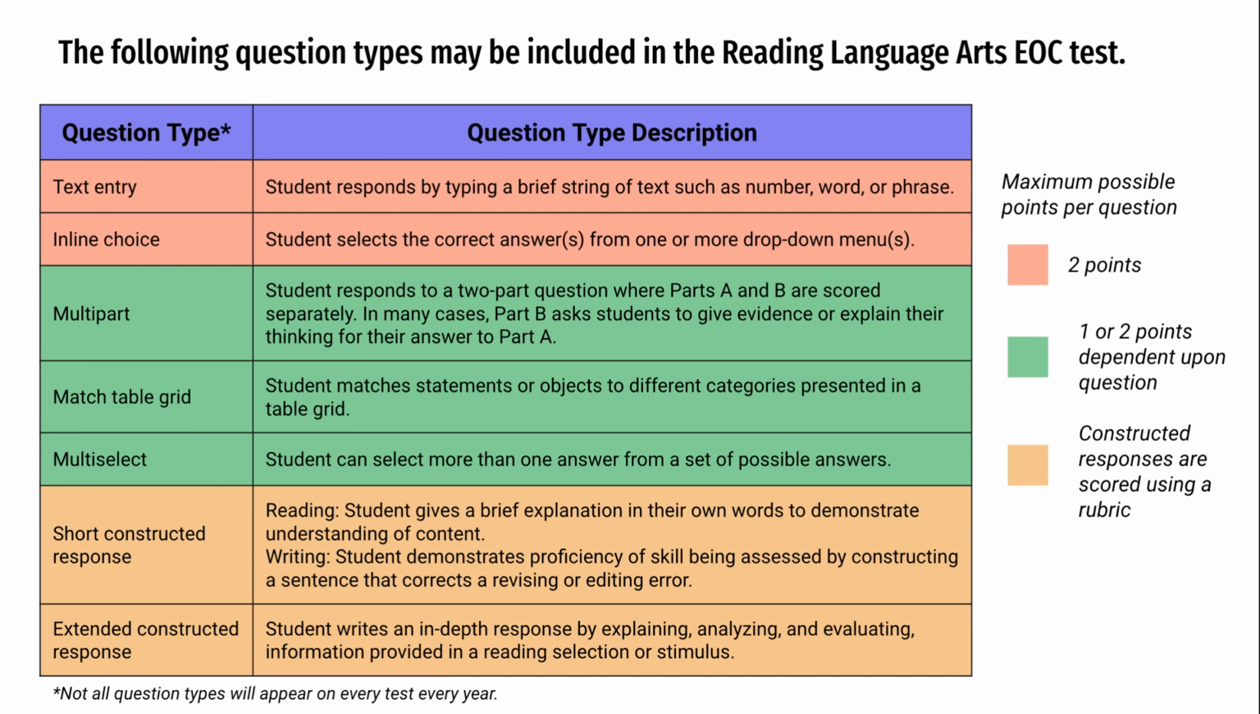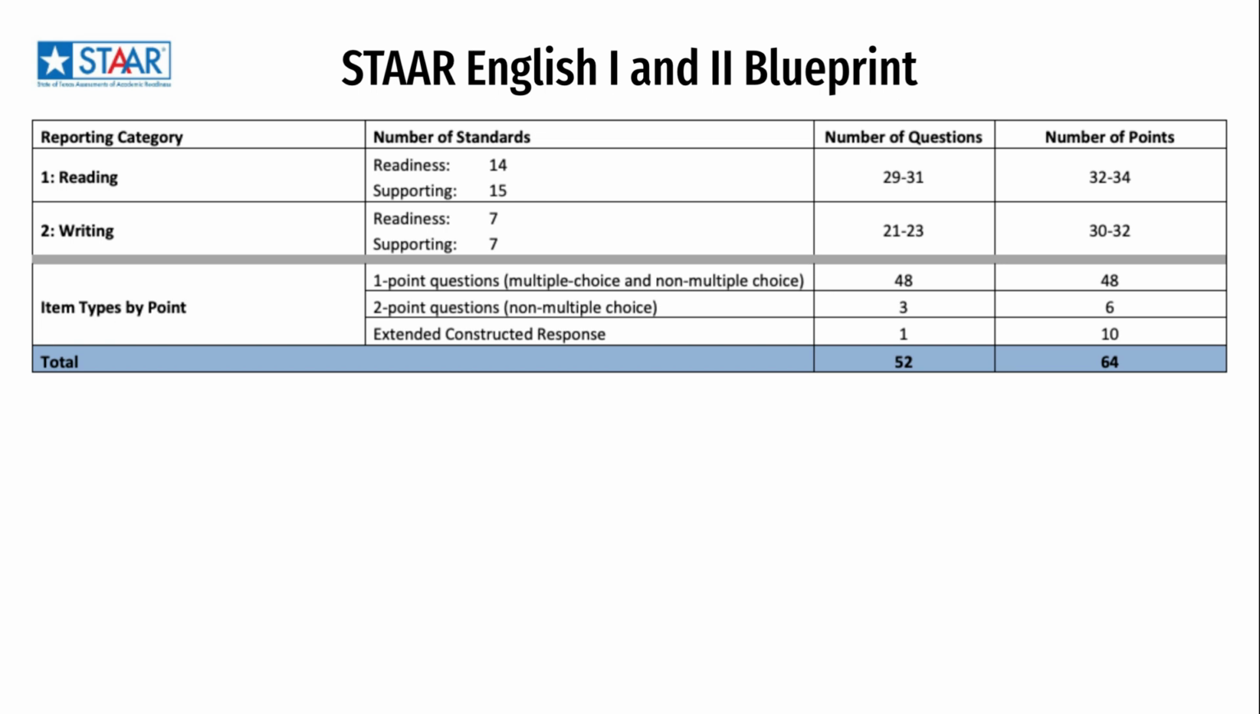It's important to note that not all question types will appear on every test every year, but it is a good idea to be familiar with these item types in case they do pop up on an exam. In thinking about how the test is designed, this blueprint from the Texas Education Agency sheds light on the reporting categories and number of questions you will encounter. As you see, reading will have 29 to 31 questions, and writing will have 21 to 23 questions. There will be 48 one-point questions, 3 two-point questions, and 1 extended constructed response for a total of 52 questions.